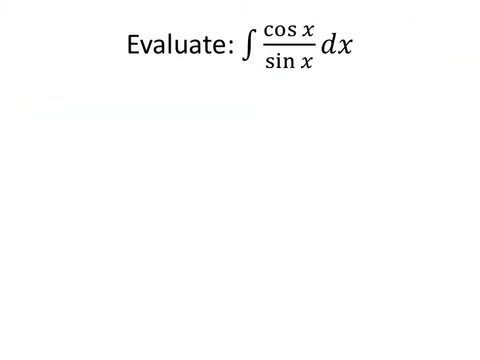Let's try another. Evaluate the integral of cosine x over sine x dx. Well, I need to figure out which I want to be my u. If I make u cosine x, the derivative would be in the denominator, so that's not going to help me. So I'm going to make my u equal to sine of x.